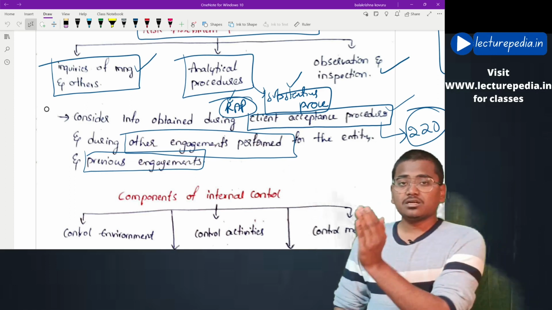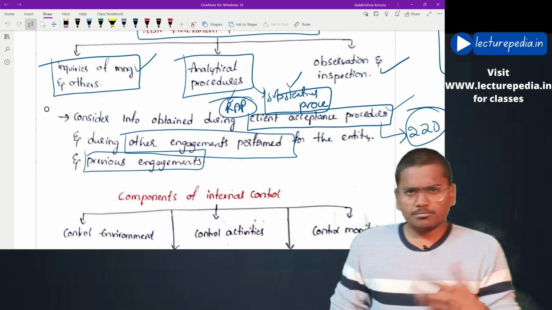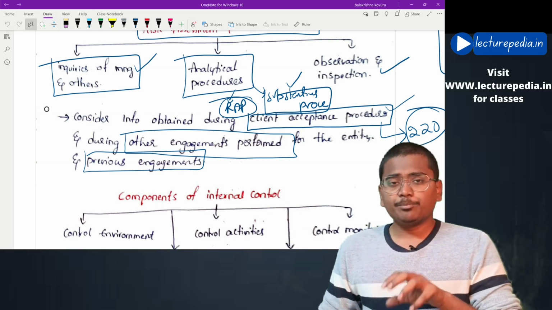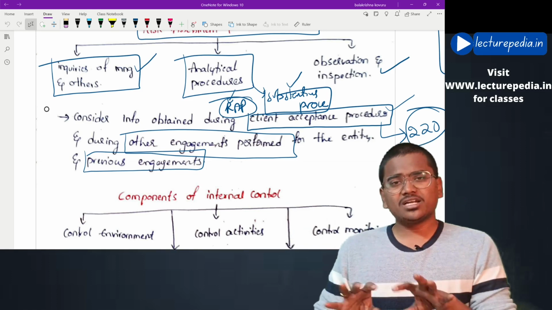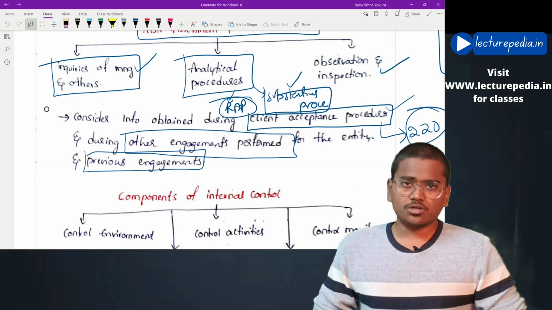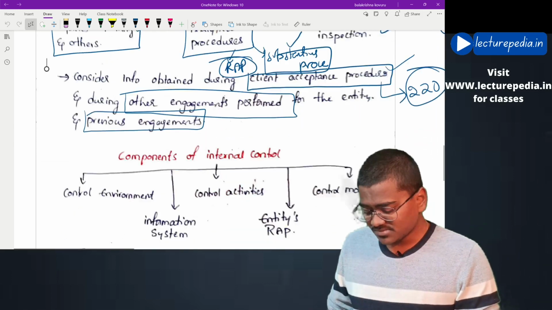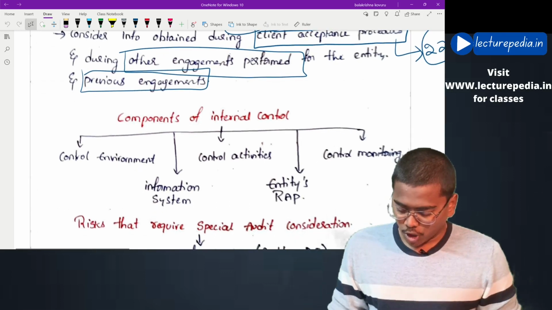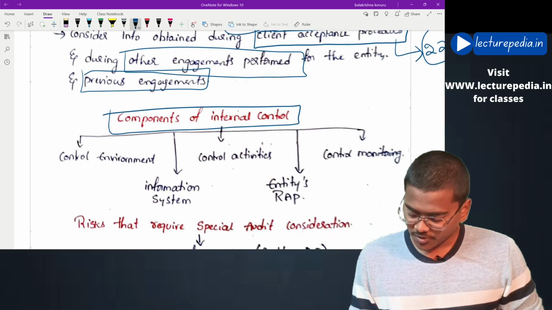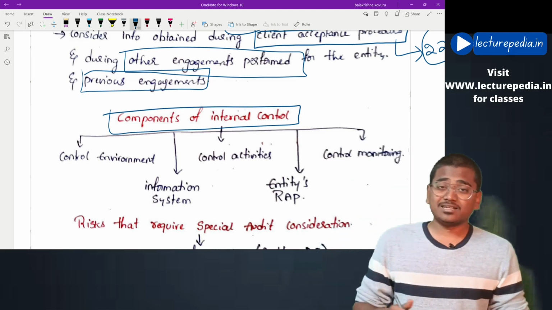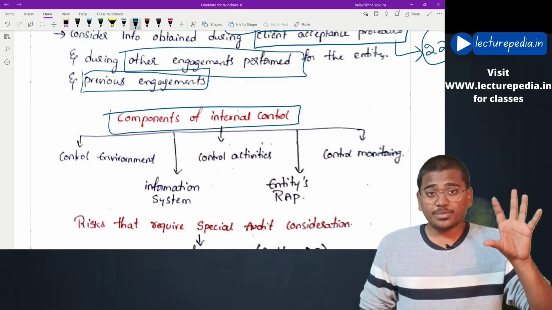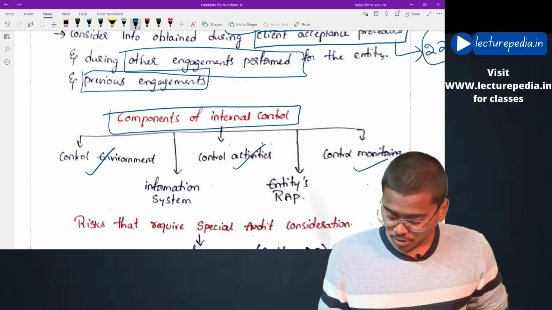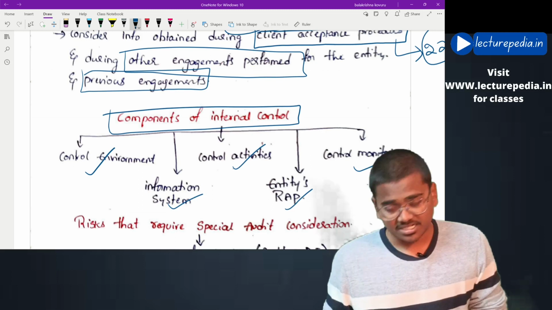Now moving to the control risk portion. Basically, to identify the control risk, the auditor will simply walk through the controls. That means the auditor will examine how the controls are working. Under this, one of the important questions is the components of internal control. What are the components of internal controls of the entity? There are basically 5 components: control environment, control activities, control monitoring, information system, and the entity's risk assessment procedures.